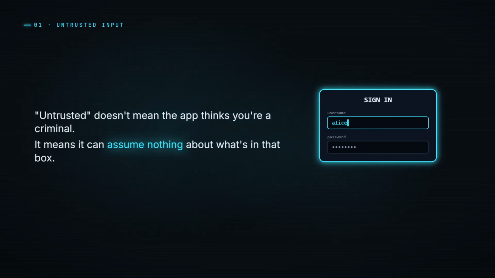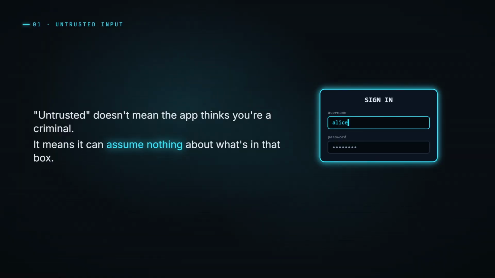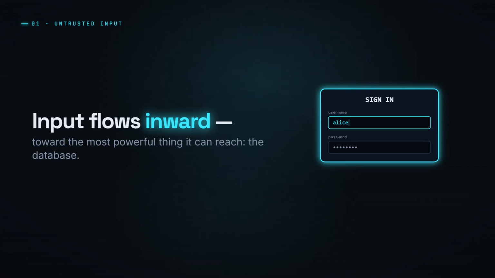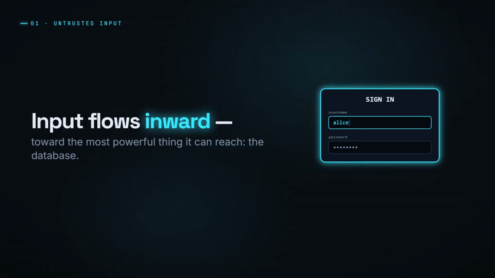A search box, a comment field, a sign-up form, a URL with an ID in it, they are all the same shape. A place where input from the outside world flows inward toward something powerful. And the most powerful thing it can reach is the database. So the real question of this whole video is simple. When your text leaves that box and travels inward, what exactly is it allowed to touch?